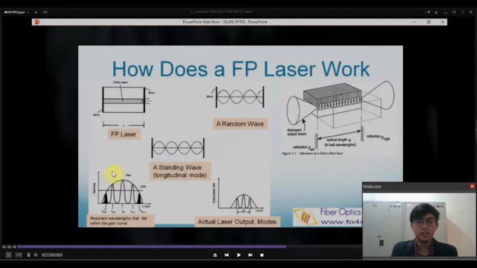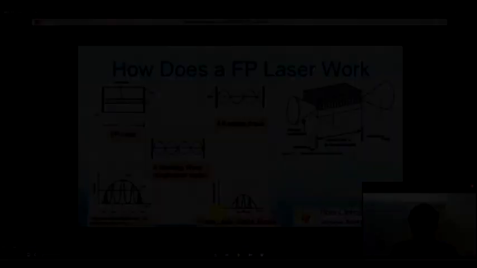Of course, light generation starts only when gain exceeds loss. Thus, eventually only those resonant wavelengths that are within the gain-over-loss curve will actually be radiated. Compare these two figures. Only these three will be actual laser output. The other two modes are not generated since their loss is bigger than their gain.